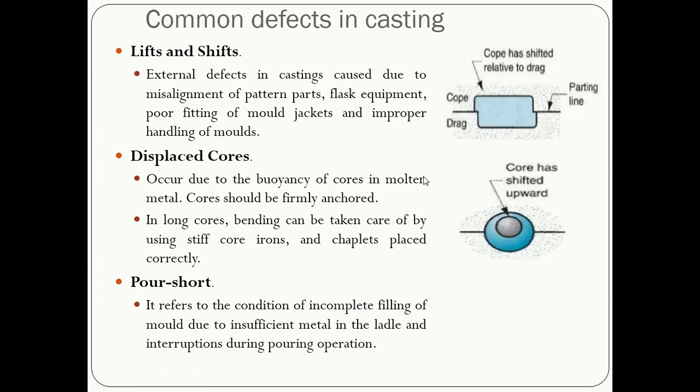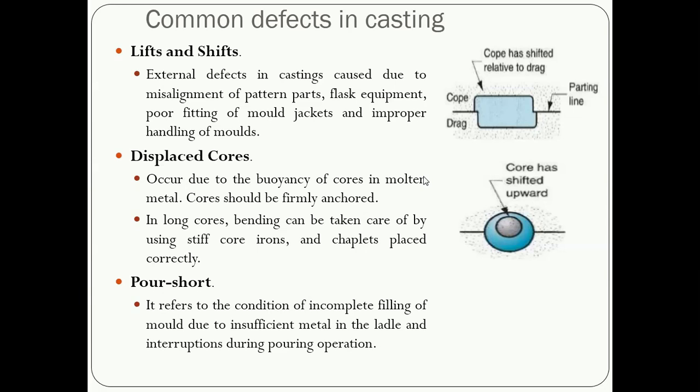While studying the types of patterns, we have seen in the case of 2-piece or 3-piece patterns, we have to use the dowel pins. The dowel pins are used to keep the alignment between the two parts of the pattern. In the same manner, locating pins are used to keep the alignment between the two parts of the flask, that is cope and drag. Causes are flask equipment or poor fitting of the mold jackets and improper handling of the molds.